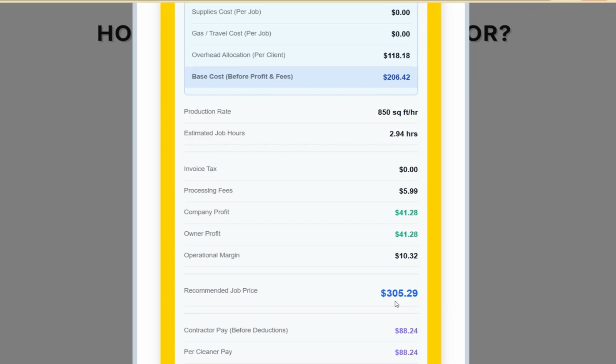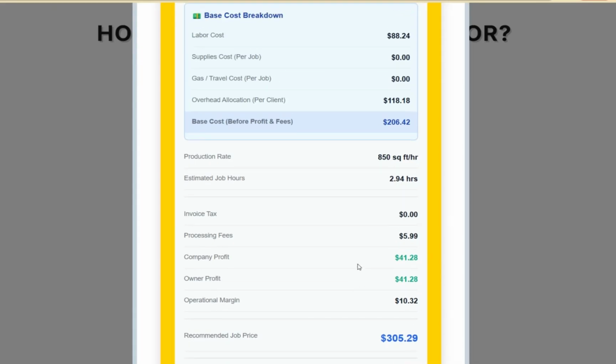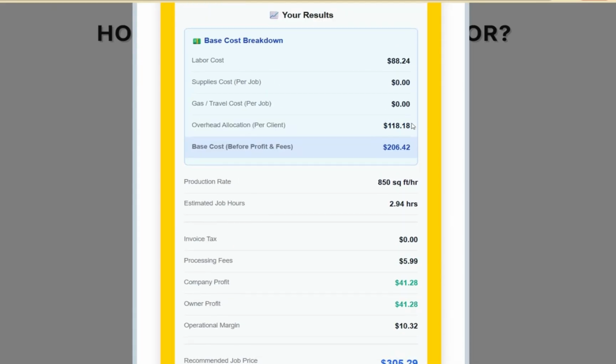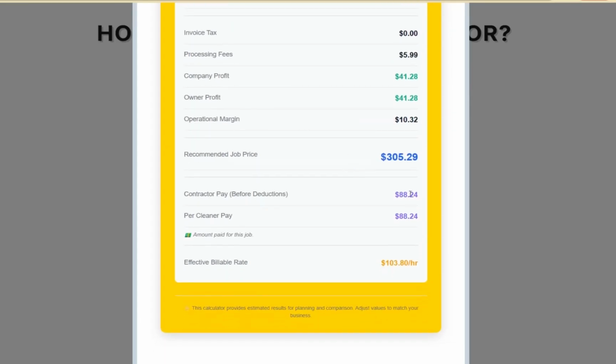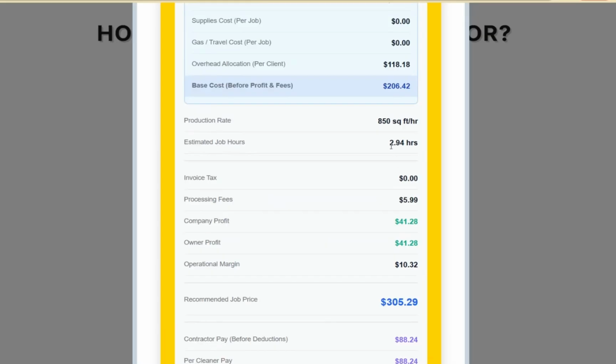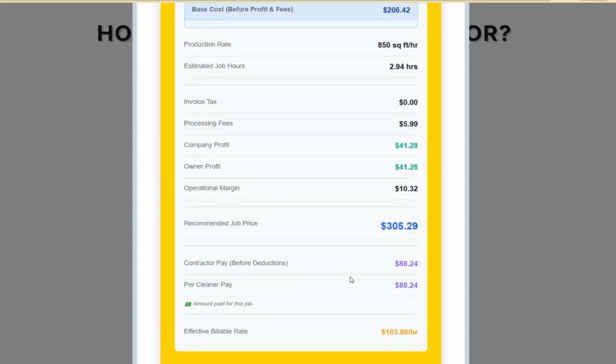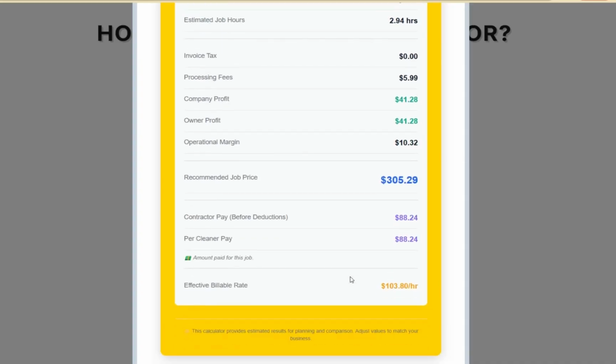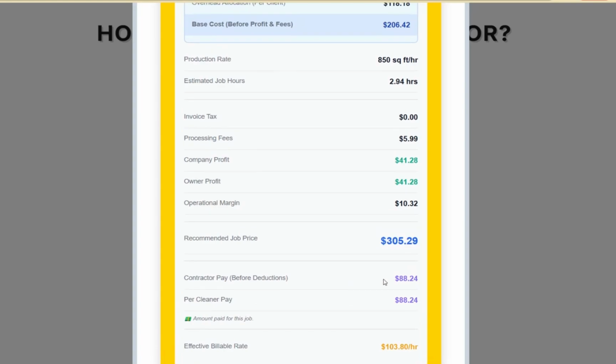So now I'm not bidding emotionally here. I actually can see what I'm supposed to profit, what the company is supposed to profit. My operational margin is right here. This is what I'm putting on top of each clean to make sure that my overhead is taken care of. My labor would be $88.24 for this clean. Oh, and the cleaner is cleaning for 2 hours. I got $2.94 down here. That's the estimated time for this. All right. And that is what the cleaner will make.